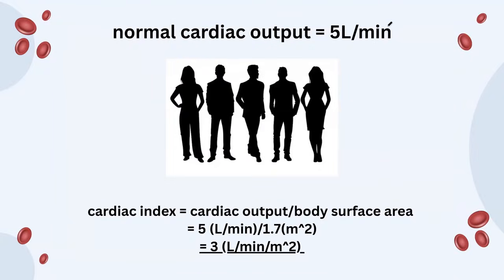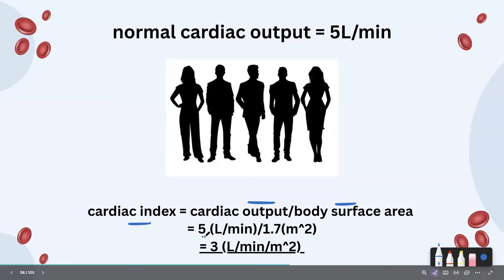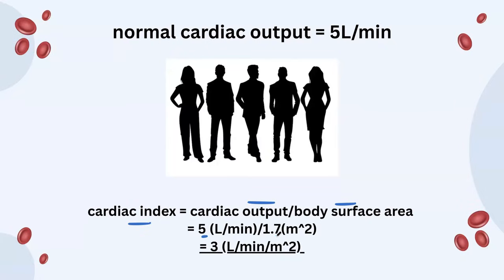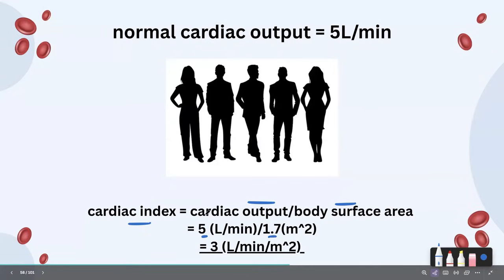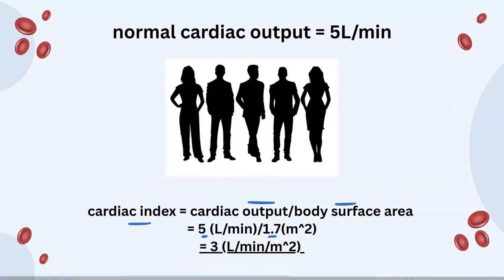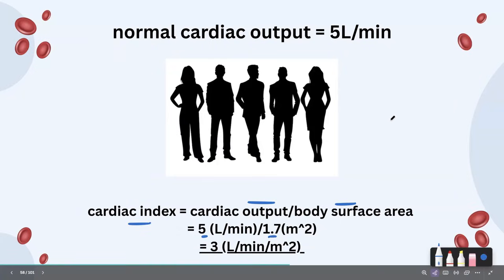So normal cardiac output is 5 liters per minute. However, people come in different shapes and sizes. So we have something called a cardiac index, which normalizes this cardiac output to the rest of the population. So you have cardiac index equals cardiac output over the total body surface area. So normally it's 5 liters per minute, and the average body surface area for an adult is 1.7. So an average cardiac index would be around 3. It can range from 2.5 to 4 liters per minute per meter squared. Okay.